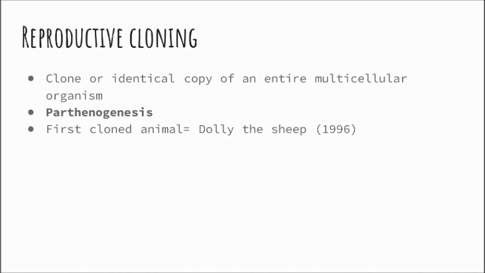And this has been shown in mammals as well. The first cloned animal that we did was Dolly the sheep in 1996. I'm sure you guys heard about that. And since then, we've cloned so many other animals, so many other mammals, and even some stem cells from embryos, which we use in therapeutic purposes.